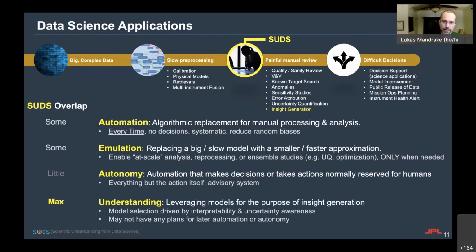Furthering our understanding is what SUDS is about, using data science for the purpose of insight generation. To drive this distinction home, we may in fact discard our models after our conclusions are substantiated. This isn't a software or model delivery goal, and it's not a technology push. It's knowledge and insight co-generation.